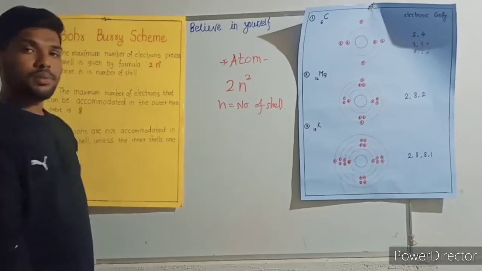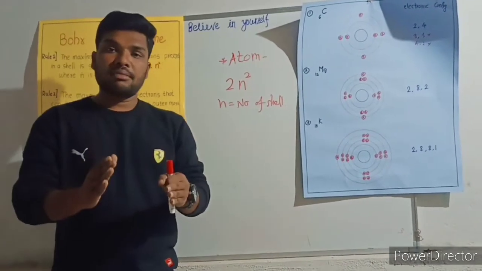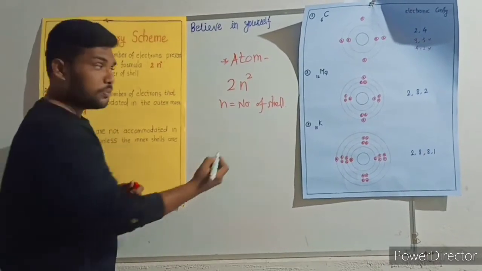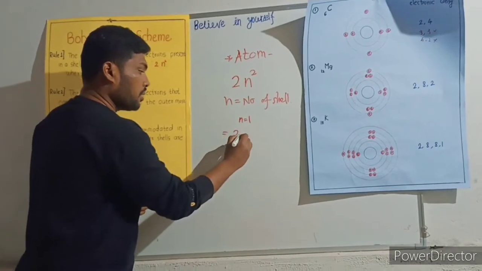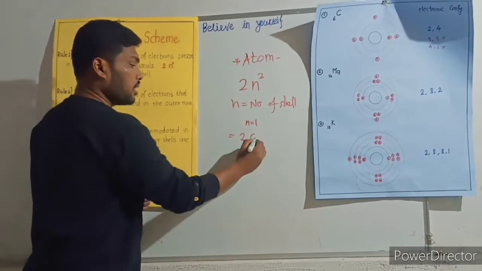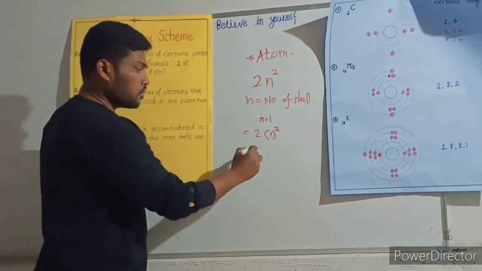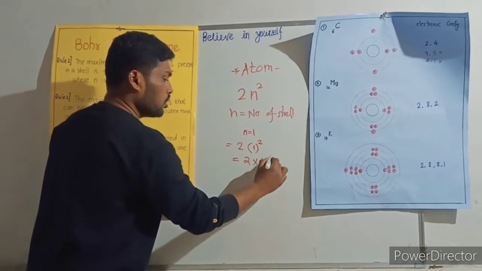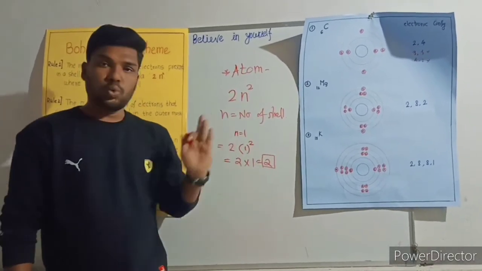Suppose I want to find out the maximum electron capacity in the first cell. I will put n equal to 1 in the formula 2n square, that is 2 into 1 square. 1 square is 1, so 2 into 1 is 2. So in the first cell the maximum number of electrons will be 2.